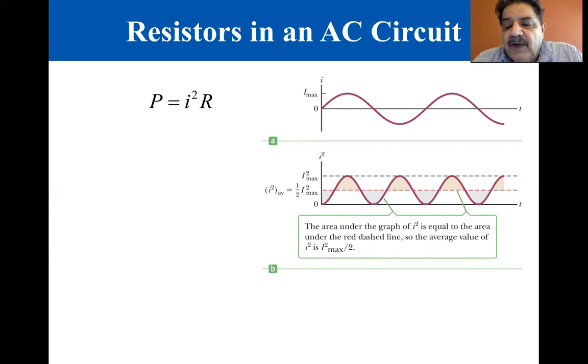Okay, let's quantify the discussion. Remember that the rate at which electrical energy is dissipated in a resistor is the power shown here. Power equals I squared R, where I is the instantaneous current in the resistor. The little i is used for the AC circuit, as opposed to a capital I for a direct current.